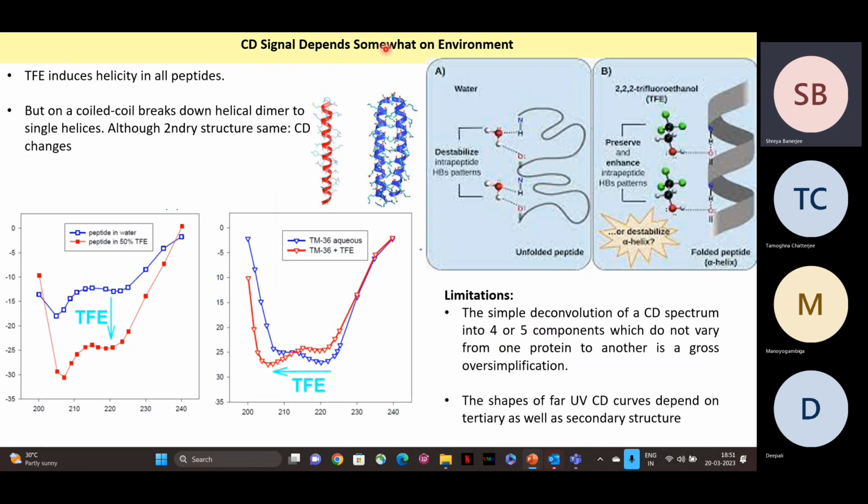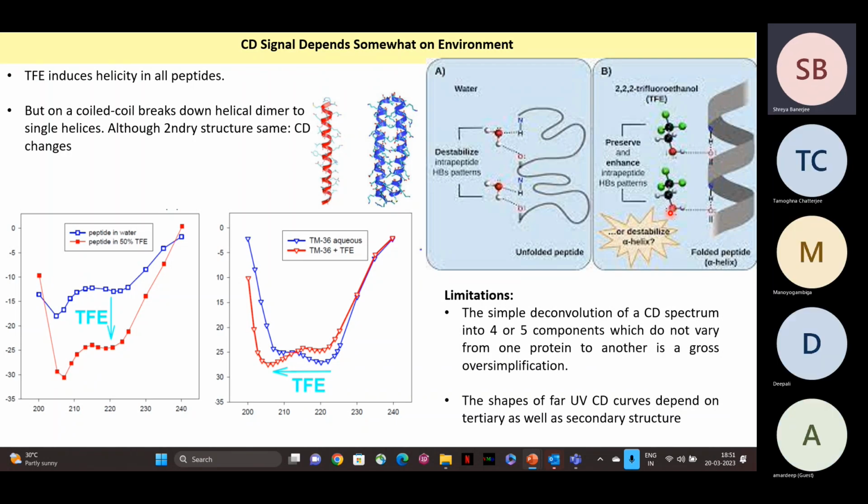The CD signal also depends somewhat on the environment. There is a molecule called trifluoroethanol which induces helicity in all peptides. Suppose you have an unfolded peptide and you add trifluoroethanol. It will form hydrogen bonds with the 4-to-1 stabilizing hydrogen bond in helices, enhancing the helicity by stabilizing the helical hydrogen bonds. So if you add trifluoroethanol to a random coil protein, it will start forming a helix.